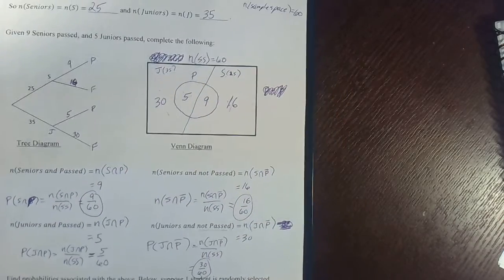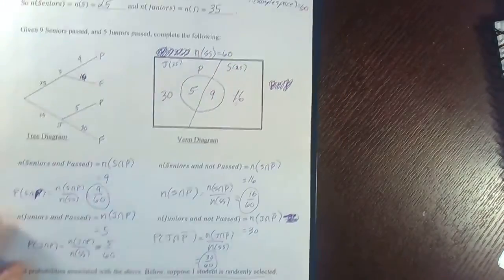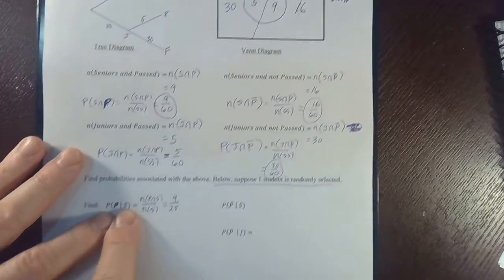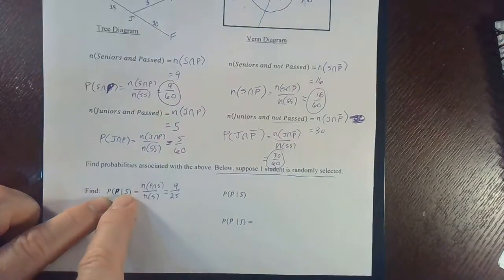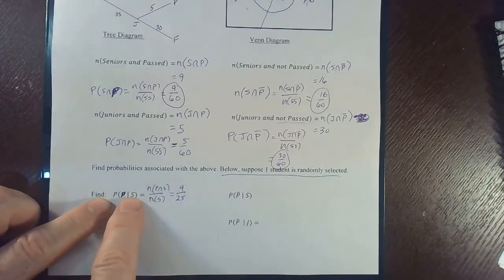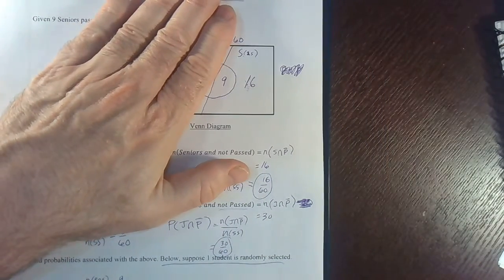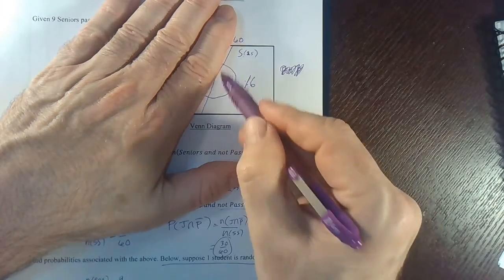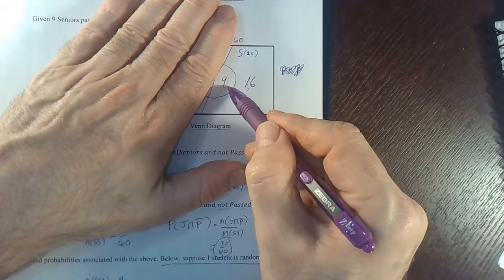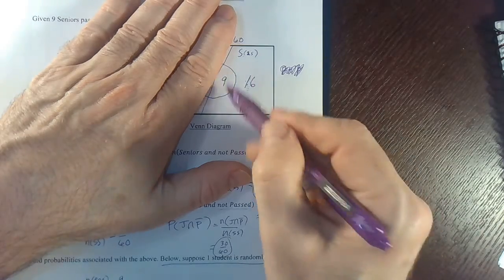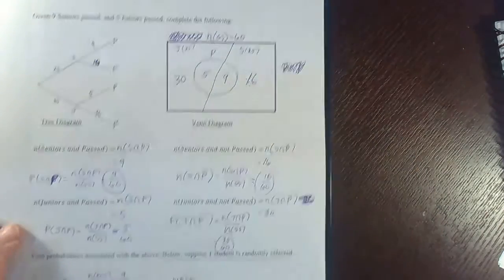And again, we've been over this, but I'm going to mention it one more time. Given the person was a senior really means this is your whole picture. So you only have 25 people to choose from. 9 of them passed. 9 out of 25 passed. And this formula does the same thing.